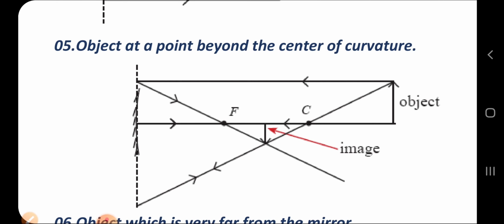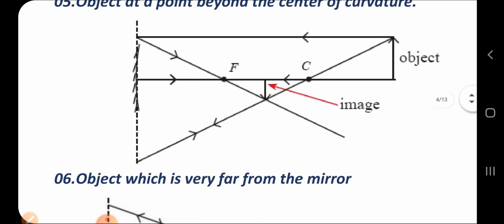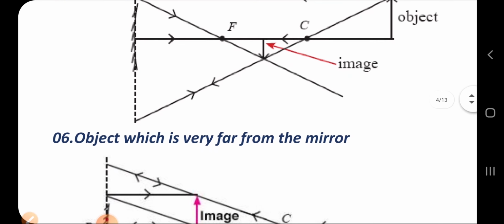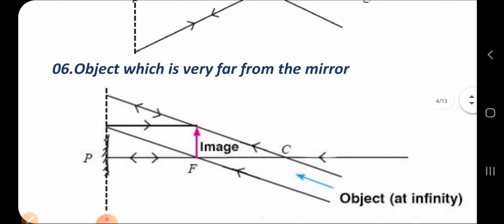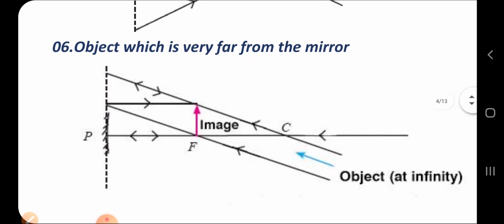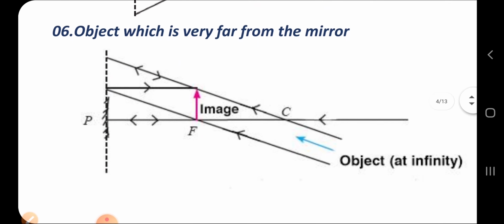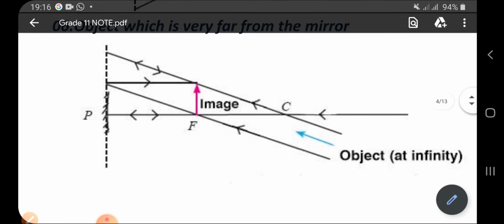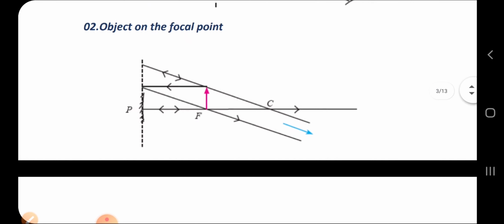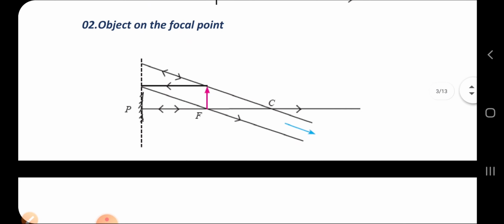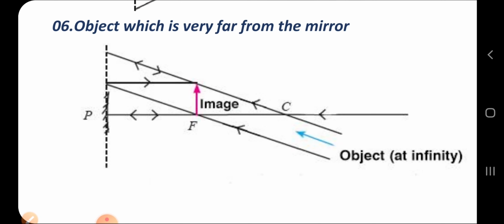Right, let's move on to the sixth place, that is the object which is kept very far from the mirror, right? So we say that the object is kept at infinity, right? What will happen here is the opposite of the second example. Here, when the object is kept at the focal point, the image is formed at infinity. Now we have kept the object at infinity and the image will be formed at the focal point, right?